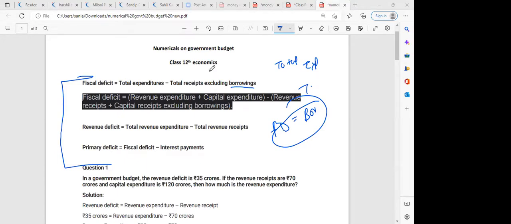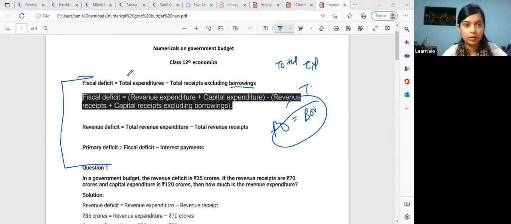Yeah. Okay. So Aditya, basically today we will be doing the numerical portion. So you have to make the running notes along with it. Okay, teacher. So the very first, basically there are three formulas which you have to learn. It's for everyone.